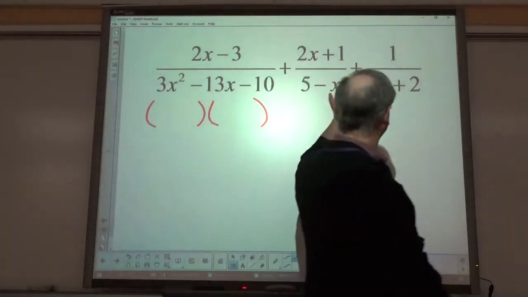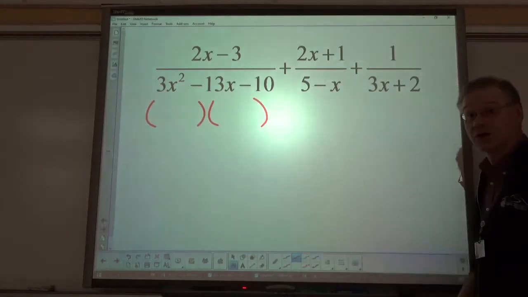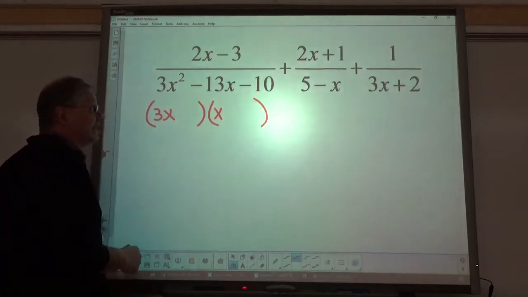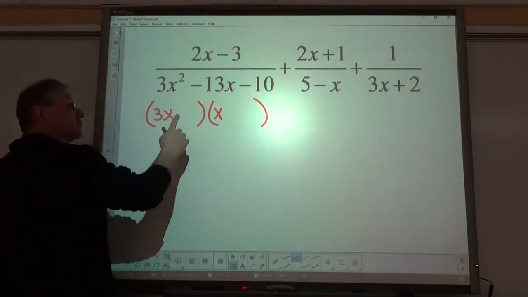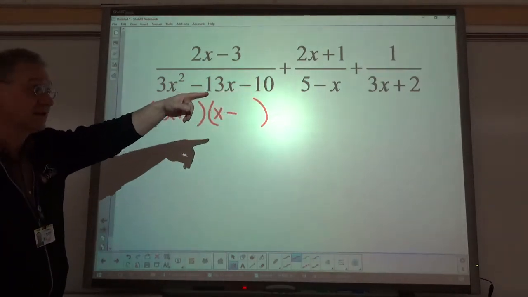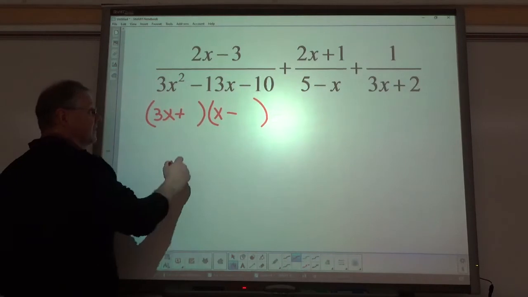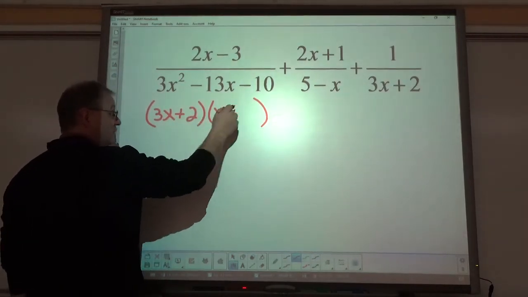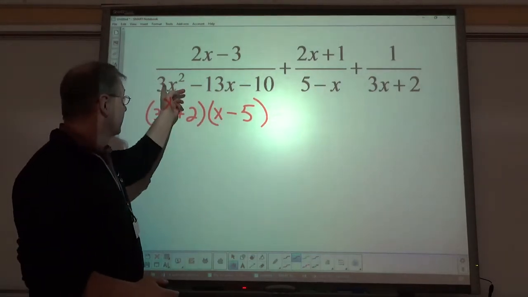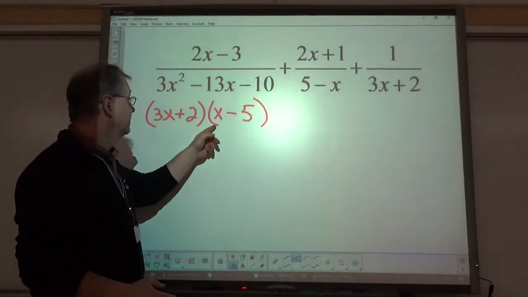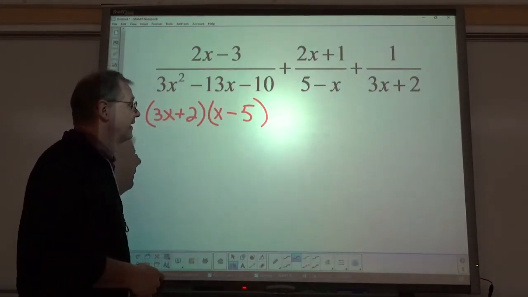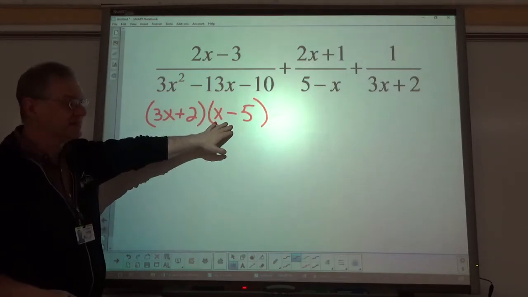Now, these give you big hints as to where you're going. I know it's going to have to be a 3x and an x. I know the signs are going to be a plus and a minus. I'm going to try plus here first and minus just to see if the 3x plus 2 is our setup. Has to multiply to 10, so 2 and 5. Let's see if that worked. 3x squared, negative 10, 2 and negative 15 make negative 13. It did work. Now, I wanted x minus 5, not 5 minus x.